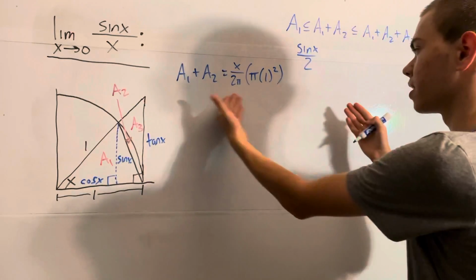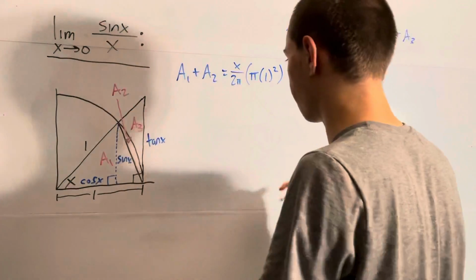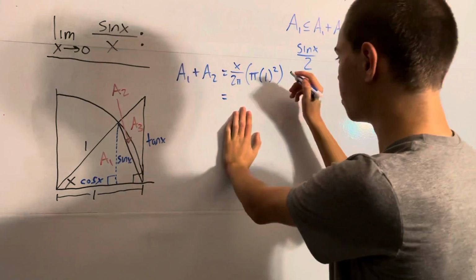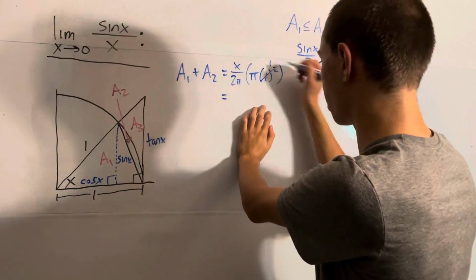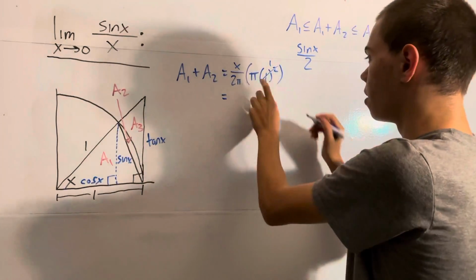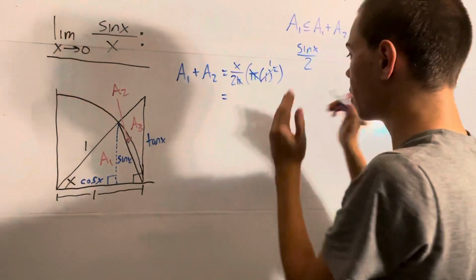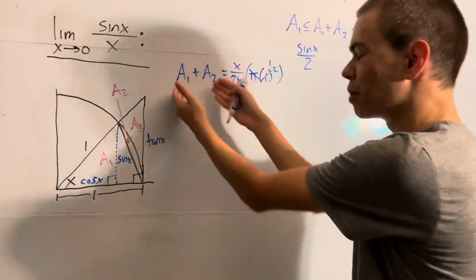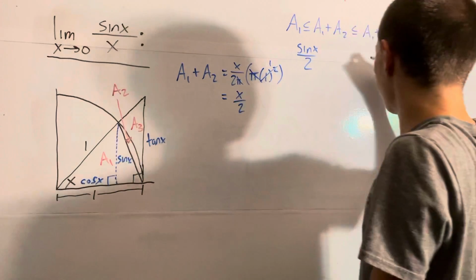And so this would be it, right? That would be the area of our sector. Notice how 1 is just 1, so we can just write that as 1. But notice how pi cancels out, and we're left with x over 2. So this is A1 plus A2. Pretty cool, right?